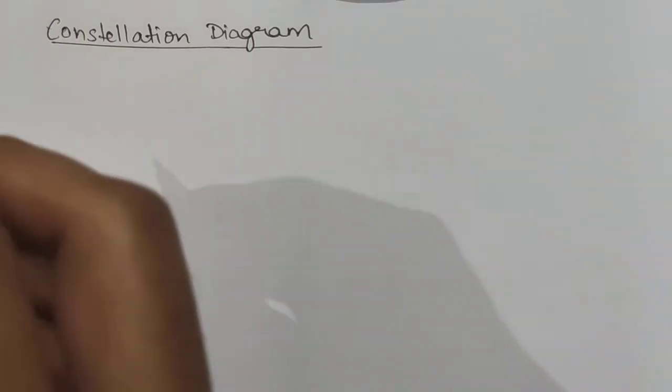Here we are going to see the constellation diagram of ASK. We know a constellation diagram is a representation of signal modulated by any digital modulation scheme. This digital modulation scheme can be anything such as ASK, PSK, phase shift keying, or quadrature amplitude modulation. Here we are going to see for ASK.